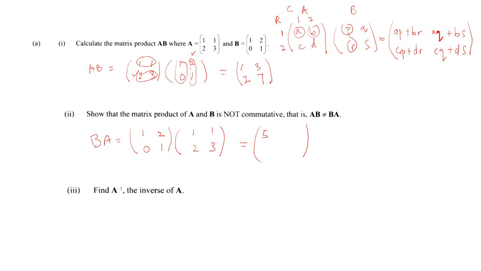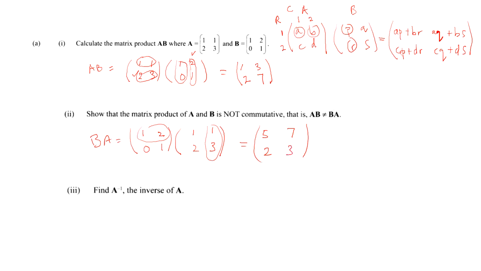Then I'm taking this row and multiplying by this column now. So 1 by 1 will give me 1, and 2 by 3 will give me 6. So 6 and 1 is 7. 0 by 1 is 0, and 1 by 2 is 2, so this will be 2 here. And then we say 0 by 1, which is 0, plus 1 by 3, which is 3.